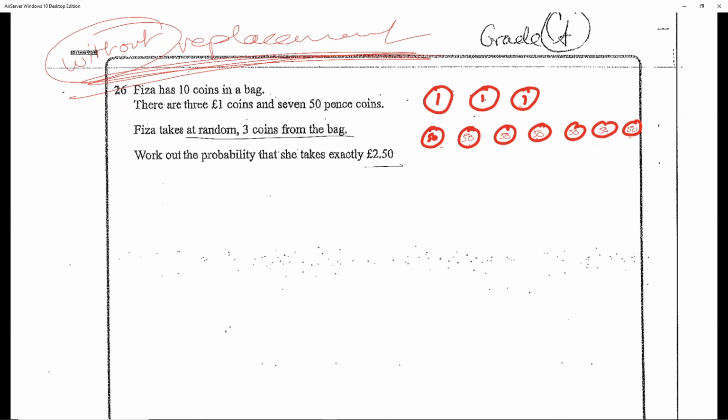Can you give me the different ways you can make £2.50 using 3 coins from above, please? Go. You can have £1, £1, and 50p. Or you can have £1, 50p and £1. Or you can have 50p, £1, £1. Fantastic. Are there any more ways? Anybody else in the class? Can we make any other ways to make the £2.50 apart from those 3 ways? You can't, because you can only use 3 coins.